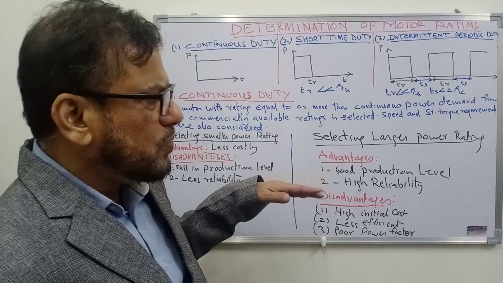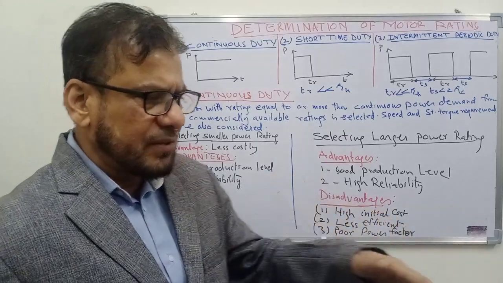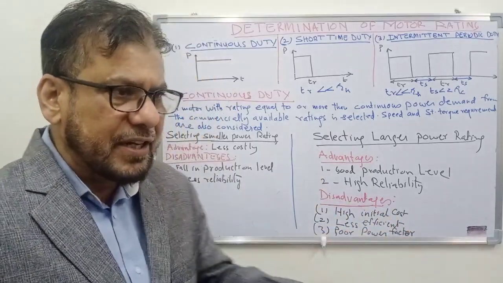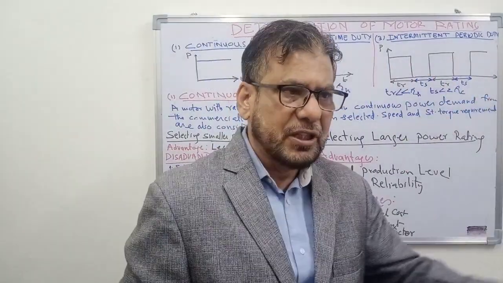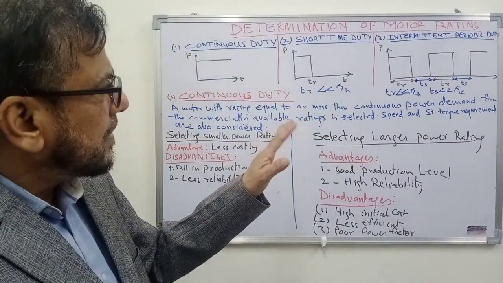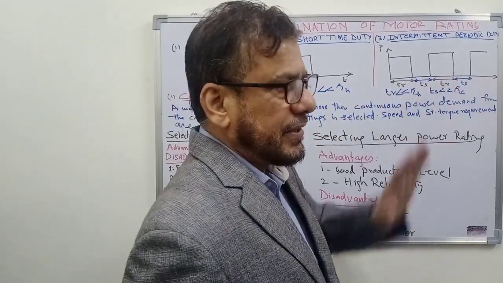You have to move something, or you have to cut something, and then again you have to come back and again cut it. So like that you will have this type of loading. Some pressing machine may be there. So there this type of loading may be there.